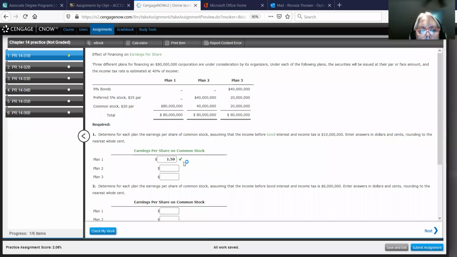I'm going to go back to my Cengage problem and share that with you again. And for plan number 2, we're going to put in $2. Now we're ready to go to plan 3. So again, I'm going to stop sharing this with you. I'm going to go back to my Excel spreadsheet.